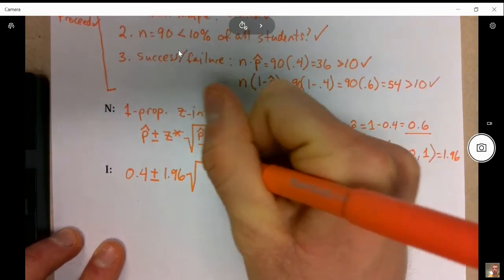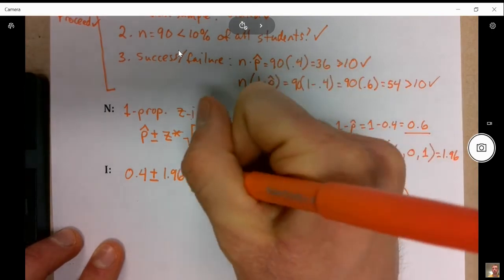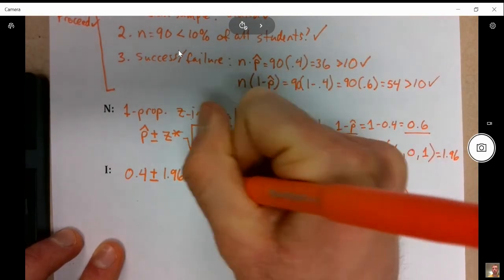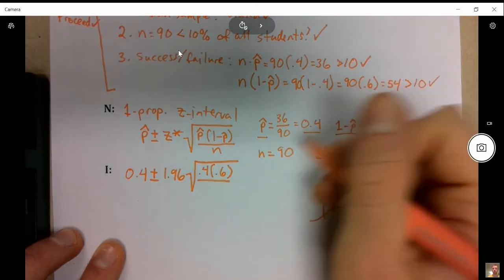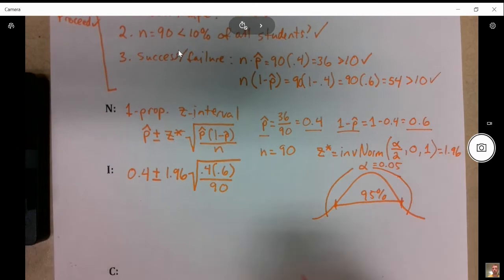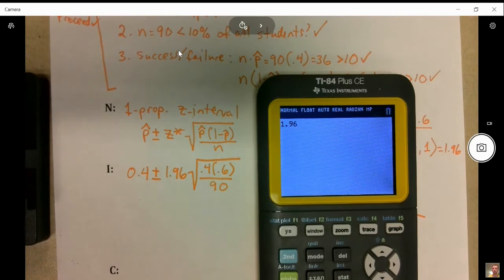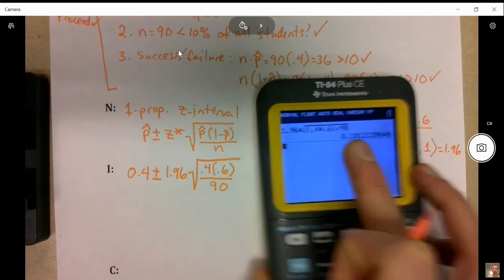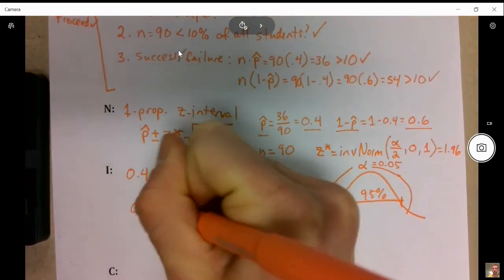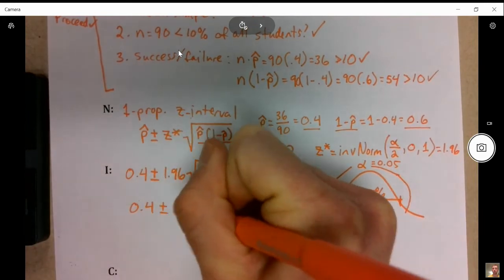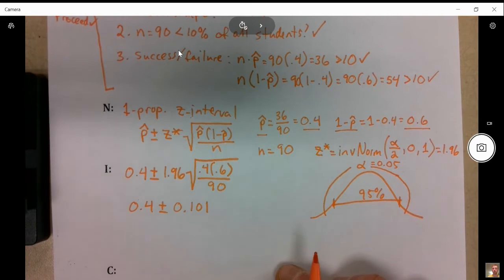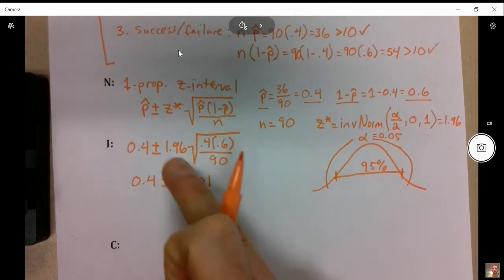And we take that times the square root of p hat times 1 minus p hat, which is 0.4 times 0.6, divided by n, which is 90. If I simplify this, let me put just that piece into my calculator: 1.96 times the square root of 0.4 times 0.6 divided by 90. That gives me a margin of error of 0.101. So this simplifies to 0.4 plus or minus 0.101.